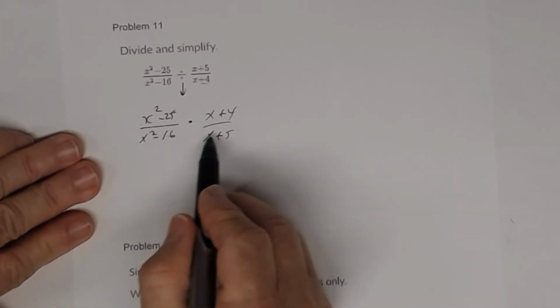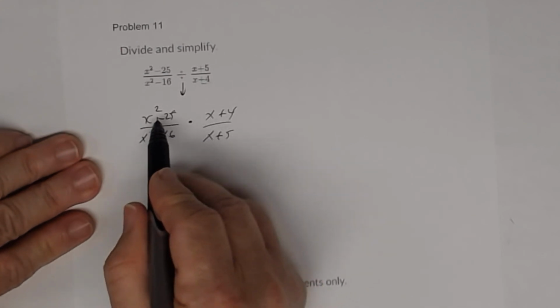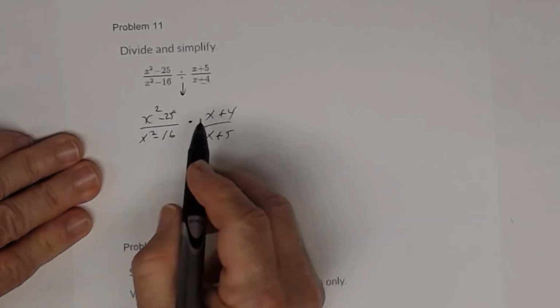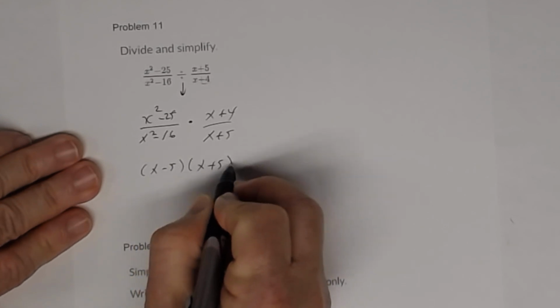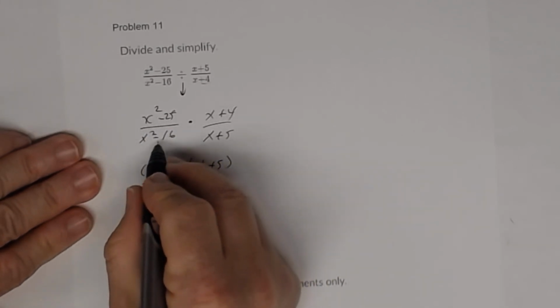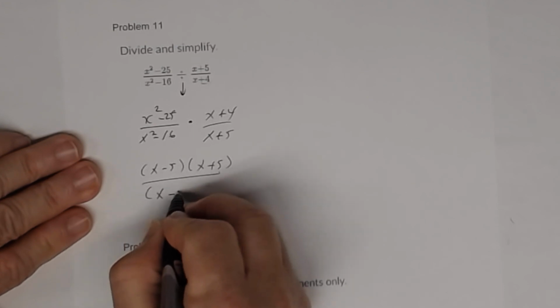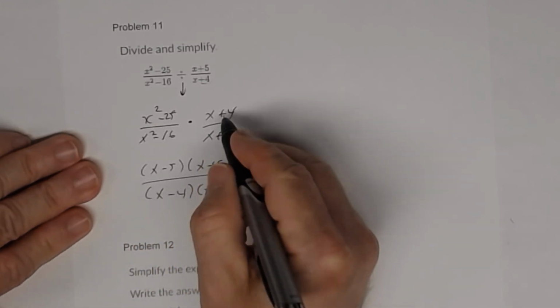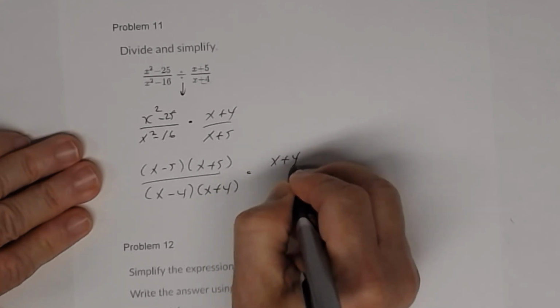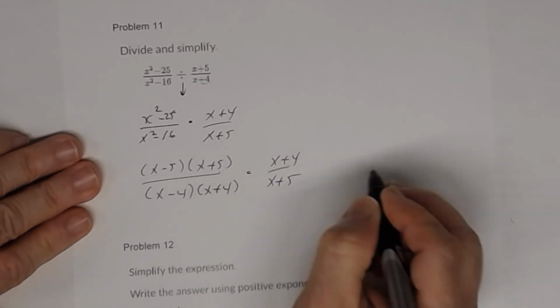Now that brings us to the previous problem, number 10. So now we're going to factor all numerators and denominators. So I get x minus 5 times x plus 5, difference of 2 squares. This is also the difference of 2 squares, x minus 4, x plus 4, times, I cannot factor these, so that's going to stay x plus 4, and that's going to stay x plus 5.